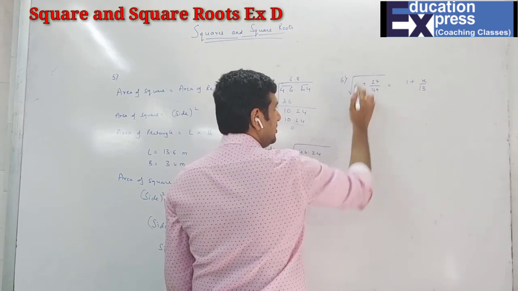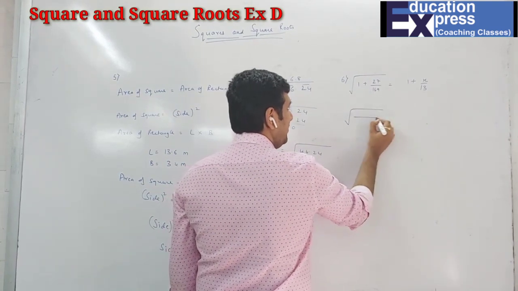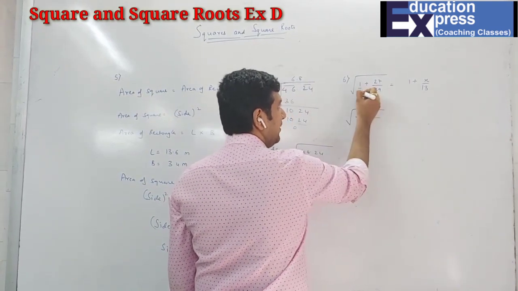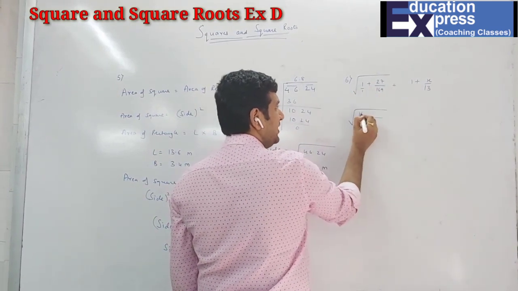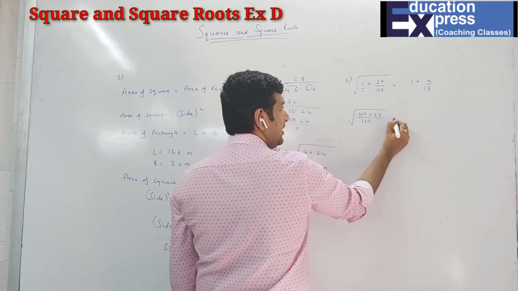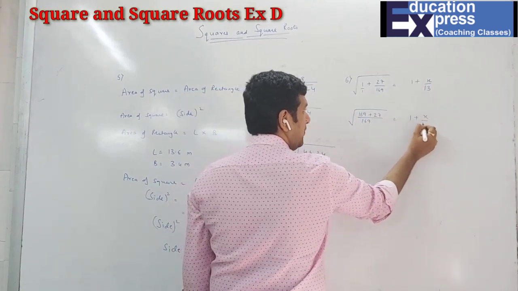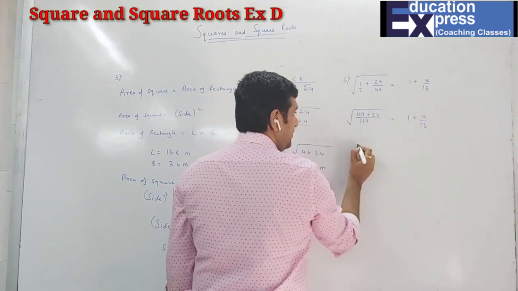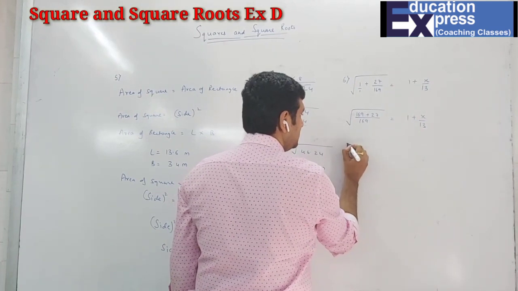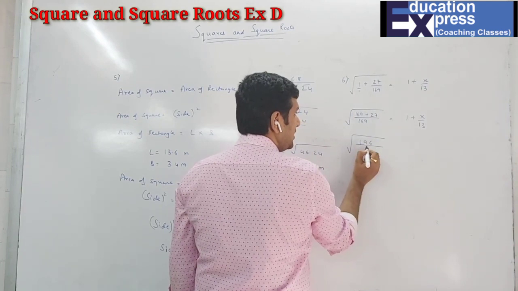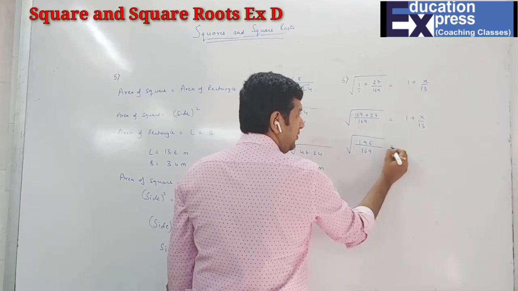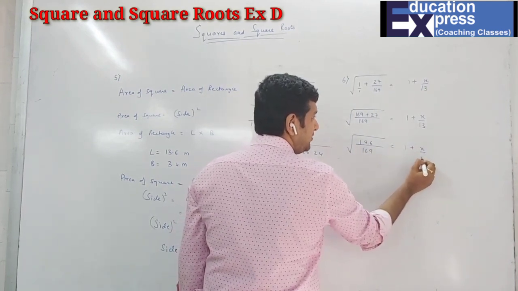So first I will solve this. The LCM will be 169. Here there is no number. So obviously 169 into 1 is 169 plus 27. Now here students, you can see that if you add this, you will get the answer as 196 upon 169 equals 1 plus x by 13.